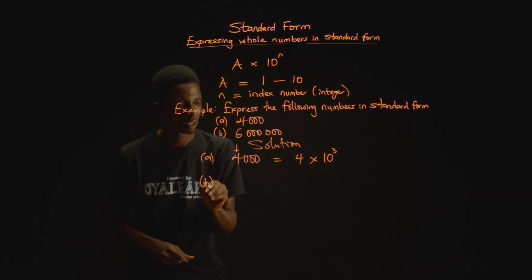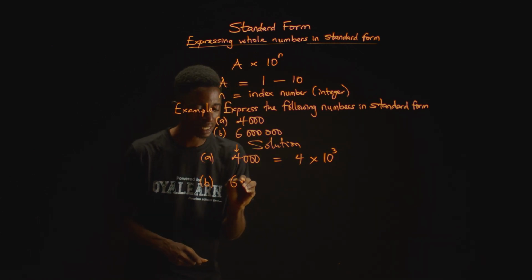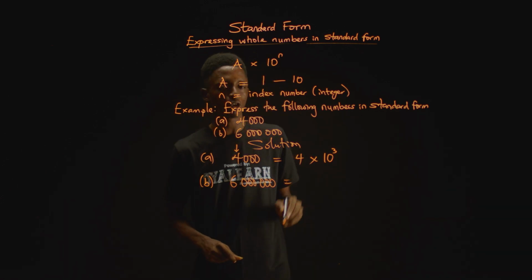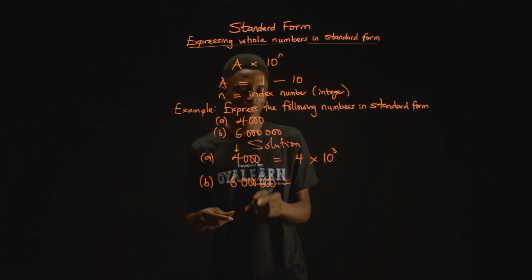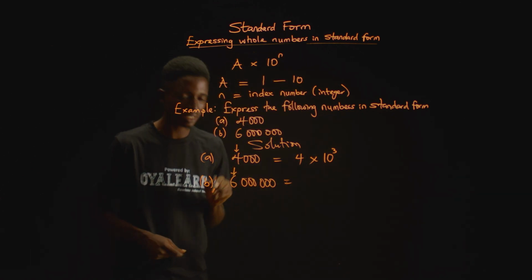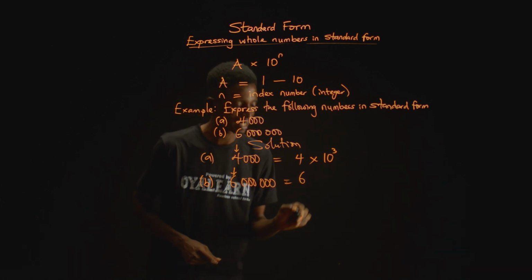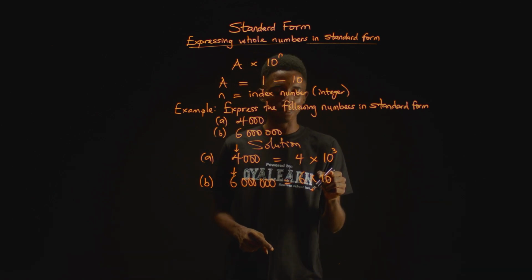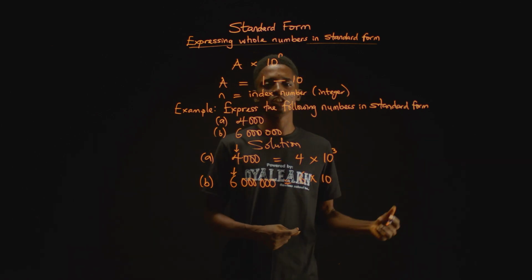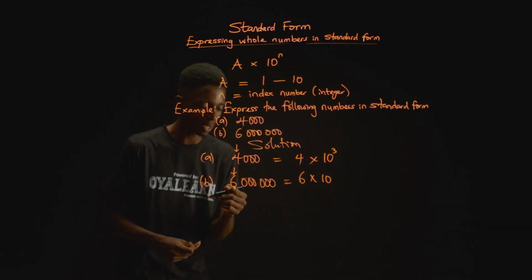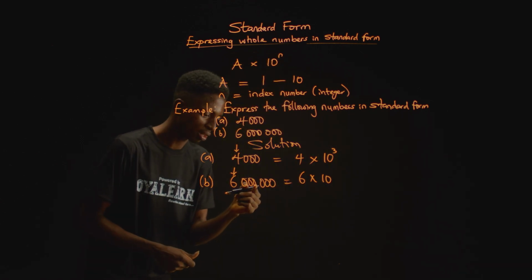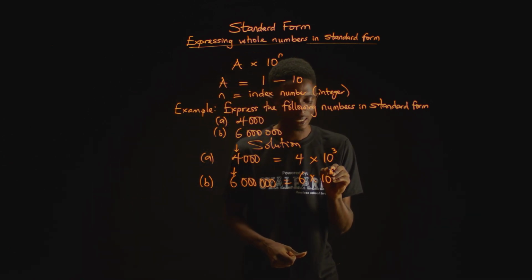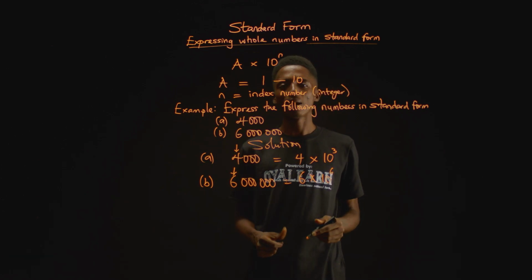Now let's go to B. For B, we have the number 6 million. So to express this in standard form, we pick the non-zero number. So here we have just 6. Now we write that as 6 multiplied by 10. Now to know the integer that becomes the power of 10 here, we count the number of digits after that non-zero. So we have 1, 2, 3, 4, 5, 6. That means we're going to have 6 multiplied by 10 with the power of 6.